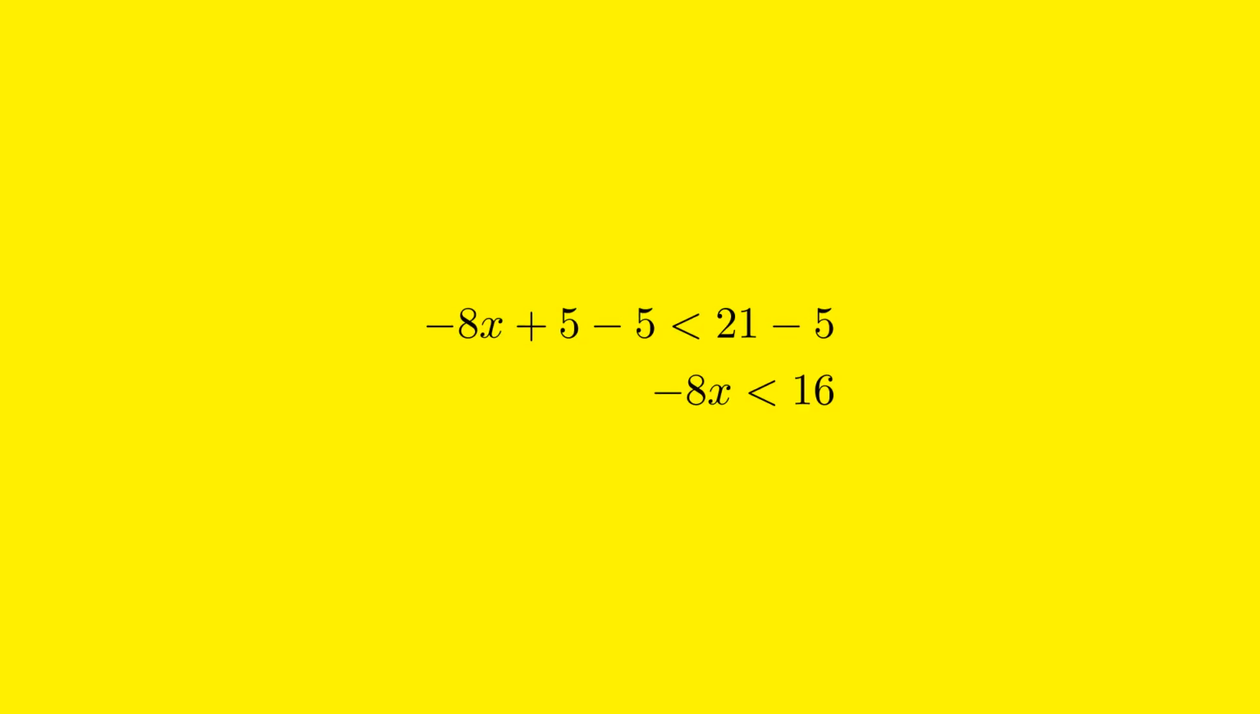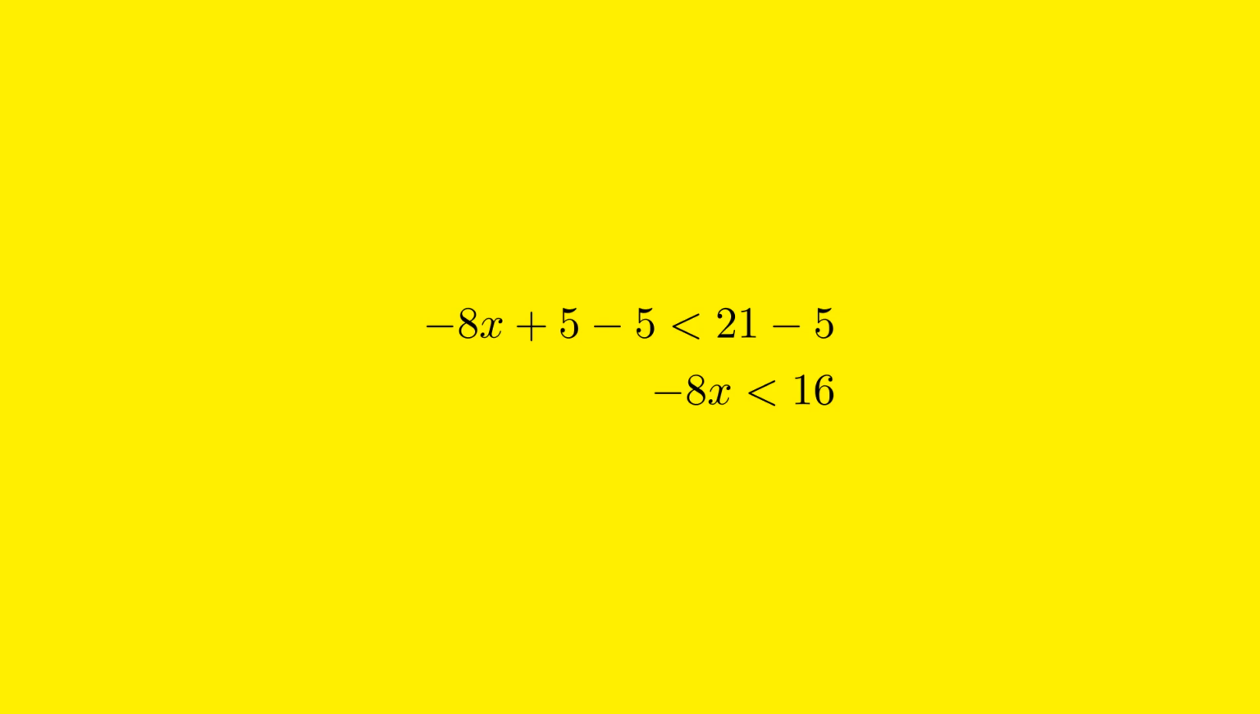Step 1. Begin by isolating the variable term on one side of the inequality. The inequality we need to solve is -8x + 5 < 21. First, subtract 5 from both sides of the inequality to remove the constant term from the left side. -8x + 5 - 5 < 21 - 5. The expression on the left side simplifies to -8x, and the expression on the right side simplifies to 16.